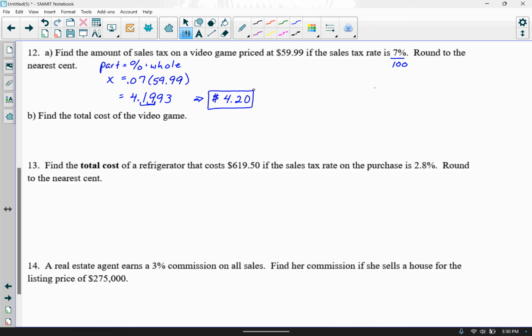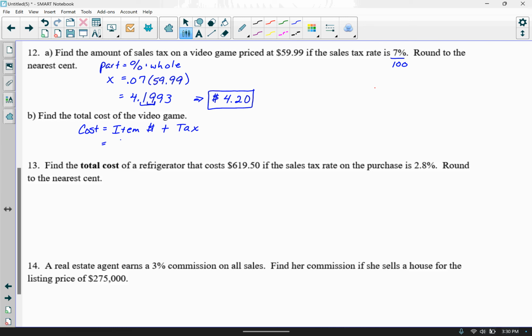Now I added a part B to this one. Part B then wants to know, well, what's the total cost of the video game? So if you think about it, your total out the door price is going to be the cost of the item, so the price of the item plus the tax that you've got to pay.